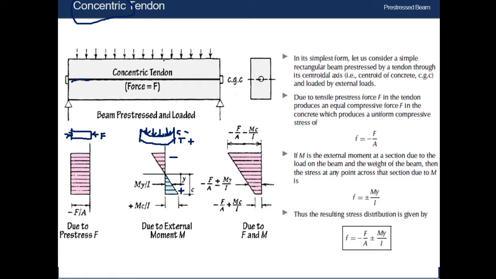So due to applying compressive forces through this tendon, what will happen? The tendon will tend to go back to its original shape or original state. So compressive force F will be applied in this beam, and due to this compressive force F, the compressive stress will be simply force divided by its cross-sectional area. Considering the cross-sectional area as A, the compressive stress will be F divided by A. Why is it negative? Because we are applying compressive force. So now we are done with the prestressing.